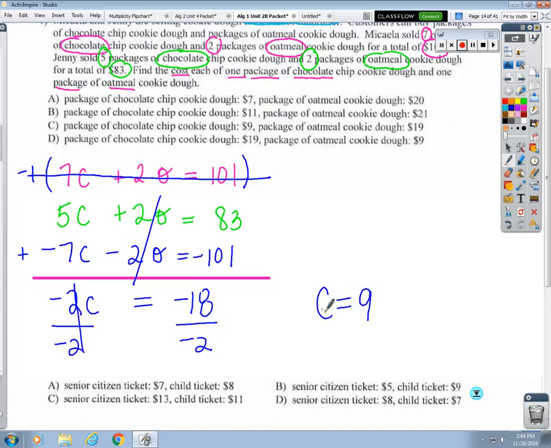Tell me in words what C equals 9 means. The package of chocolate chip cookie dough is $9. Right, and if you look at your choices, that means it has to be C. We don't even have to worry about plugging that back in to find the cost of oatmeal. It's an automatic solution.